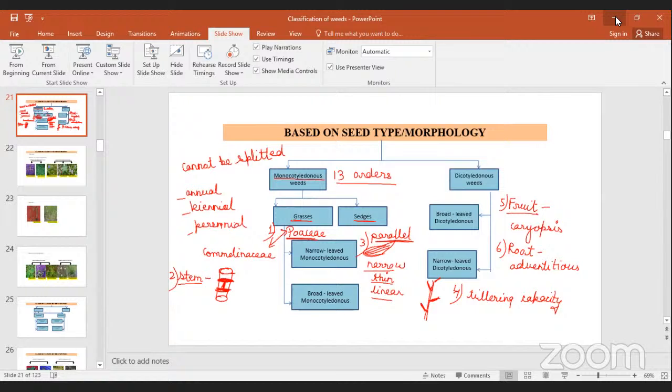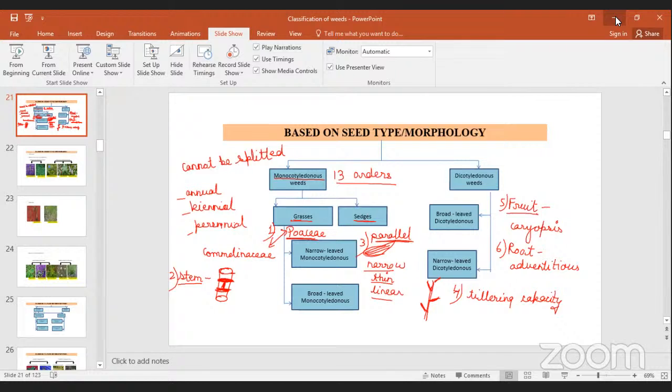Ma'am, they arise from stem or lateral portions. Okay, and what is the difference between the tap root system and your adventitious roots? I mean, in taproot there is one primary root, and in adventitious roots there are many secondary or lateral roots arising from the stem region. Okay.